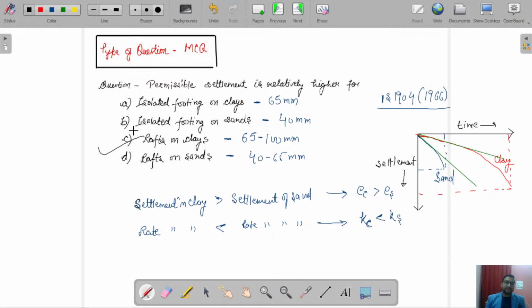Now if I have to compare between raft and isolated footing, for which type of footing will the permissible settlement be more? Obviously for that type of footing for which the soil can support more load, or you can say the soil fails at a greater settlement value.